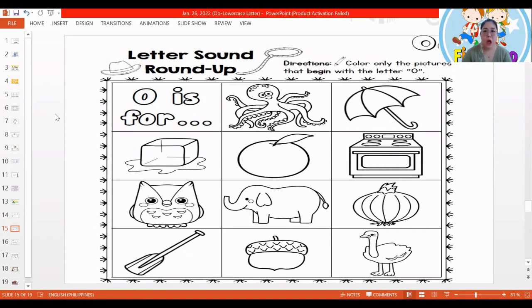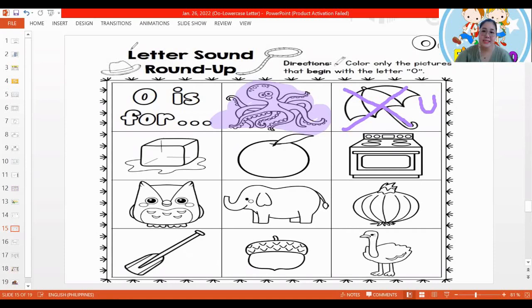So for this work, we have to color only the pictures that begin with the letter O. If it doesn't begin with the letter O, let's mark an X and write the correct beginning sound. So let's do this together. We have O is for octopus. Yes. How about O is for umbrella? Does it begin with the letter O? No. So let's mark an X and let's write capital letter U.